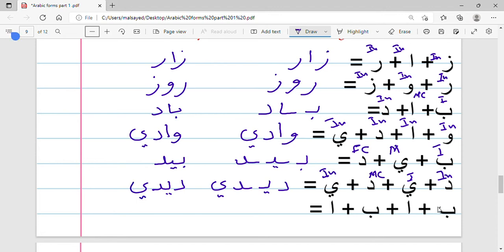Okay, the last one here. We have the ba is the first letter, so we choose the initial. Between the ba and the alif, the ba connects with after, the alif connects with before, so we choose the middle. Alif and the ba, the alif doesn't connect with after, so we choose the initial of the ba. Between the ba and the alif, ba connects with after, alif connects with before, we choose the final form connected. So we have the initial of the ba, middle of the alif, initial of the ba, final form of the alif connected.